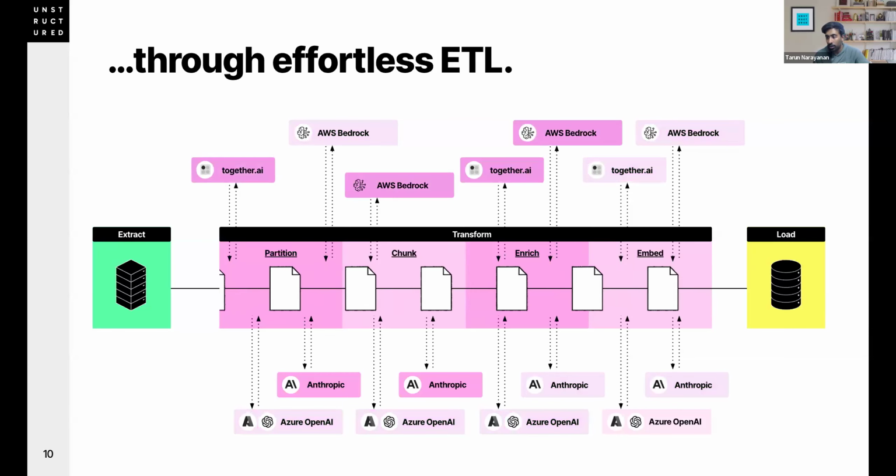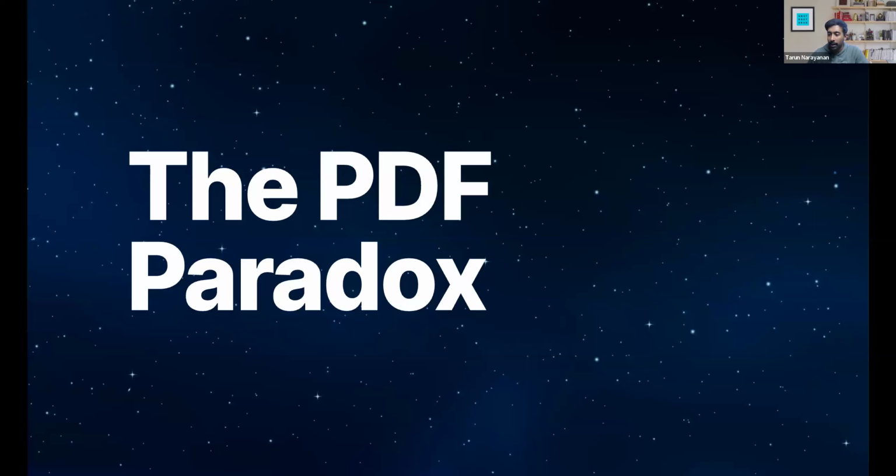Anyways, let's jump into the problem that we're talking about today. We're talking about the PDF paradox essentially, where intelligent document processing that can parse PDFs is a $1 trillion market right now. So many people are solving it. It's such a hard problem to solve. Why is it such a hard problem to solve?